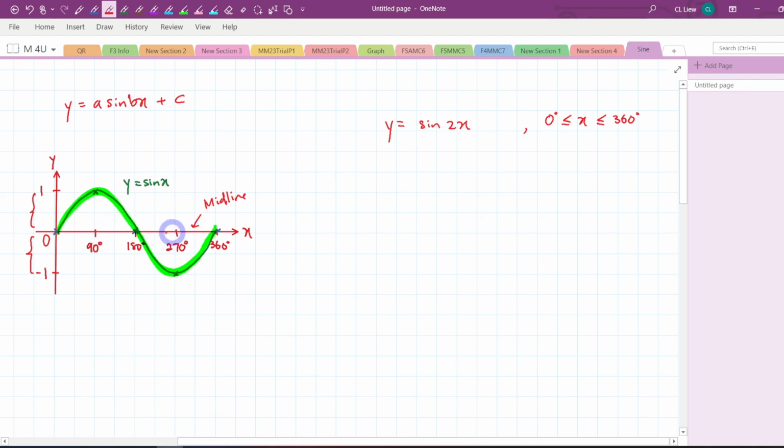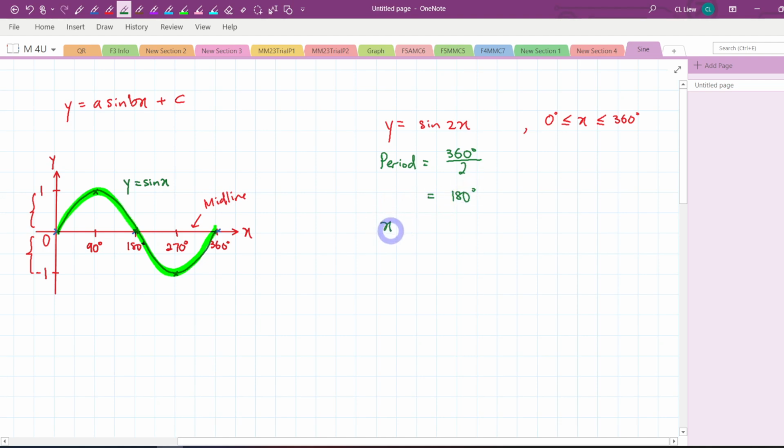In this parent graph, the x scale is 90 degree. You notice I keep on adding 90 degree, right? So this one will be a little bit different. First, I'm going to find the period. Still remember what I told just now. For sine graph, the period is 360 degree. Since now this is 2x, I take 360 degree divided by this number 2, and you will get 180 degree. This is the period of this graph. It means that it will take 180 degree to complete a full cycle.